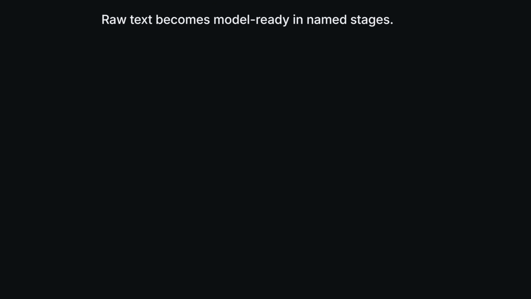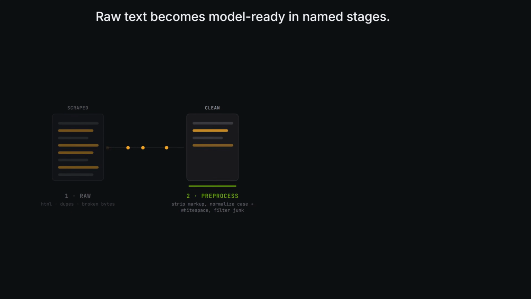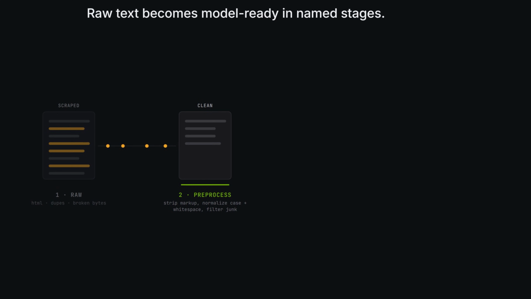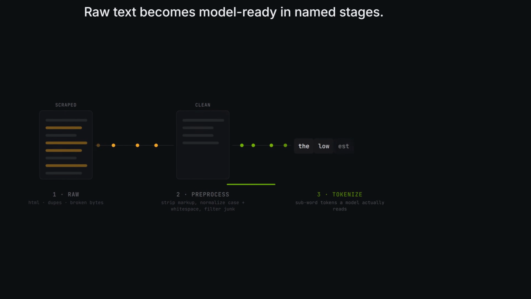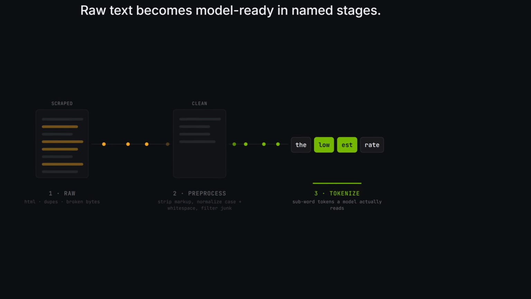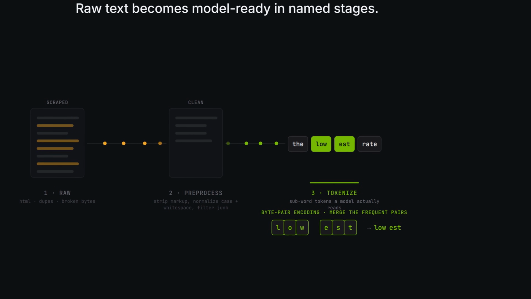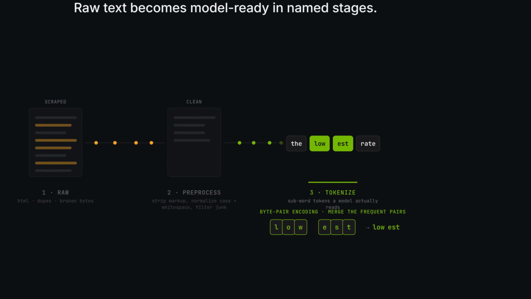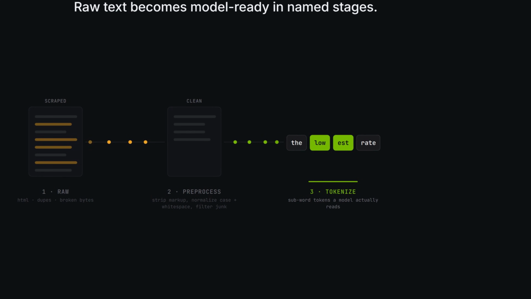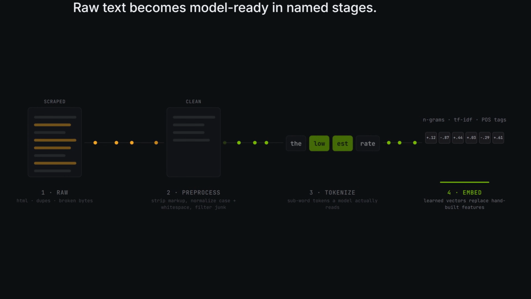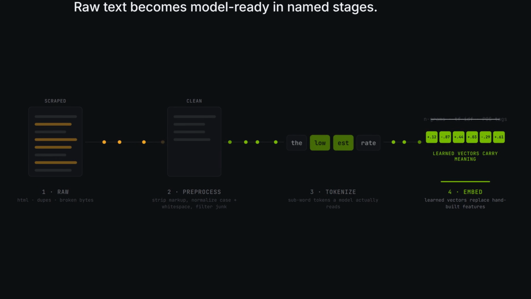That pipeline has a few named stages the exam expects you to know. Pre-processing strips the noise, removing markup, normalizing white space and casing, and filtering junk. Tokenization then splits the clean text into tokens, the subword units a model actually reads, usually with byte pair encoding, which starts from characters and merges the most frequent pairs into a working vocabulary. Feature engineering is the older-world step of hand-building input signals, and for language models, embeddings mostly replace it, since the learned vectors already carry meaning.